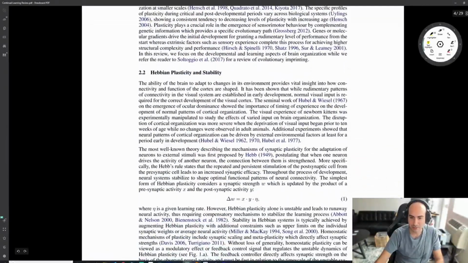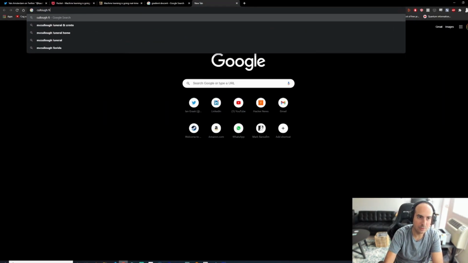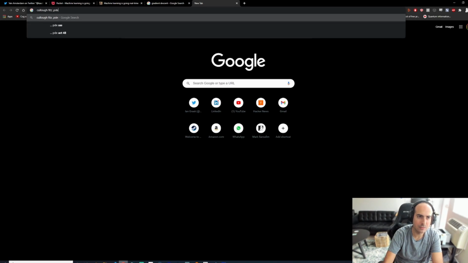So let's see. Here they talk about Hebbian plasticity, right? The simplest form is that you look at synaptic strength and you update it by the product of the presynaptic activity and postsynaptic activity. So basically you update a neuron proportionally, or inversely proportionally, to how much it was updated before. And then I want you to look at the McCulloch-Pitts model for neurons.